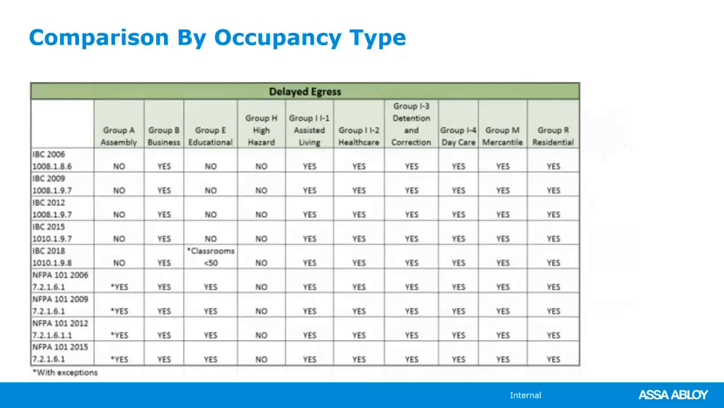Here's the first cross-reference chart. I compare the different occupancy types and the requirements. If you want, take a picture of this screen. It is a great resource and reference.